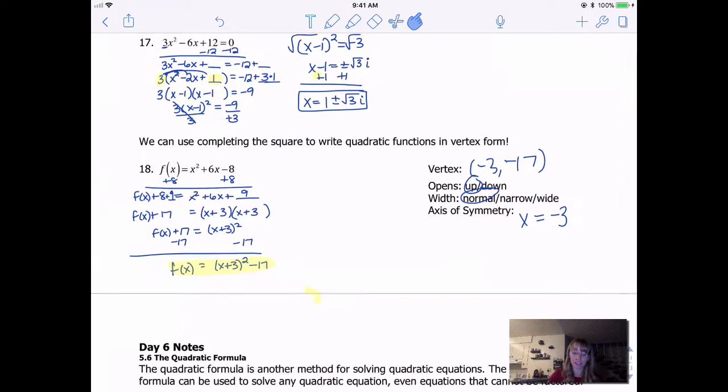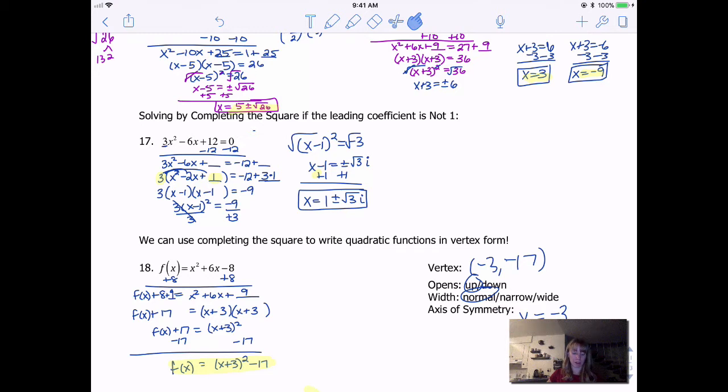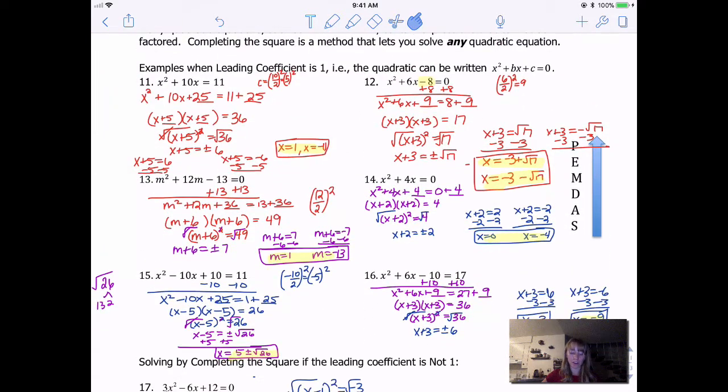So that's really all we're going to do with our completing the square. Again, number 17 and 18, I wanted you to see how this could be used, but we are going to focus for quiz and test questions on numbers like 11 through 16. So those are the ones that I want you to be really prepared on.